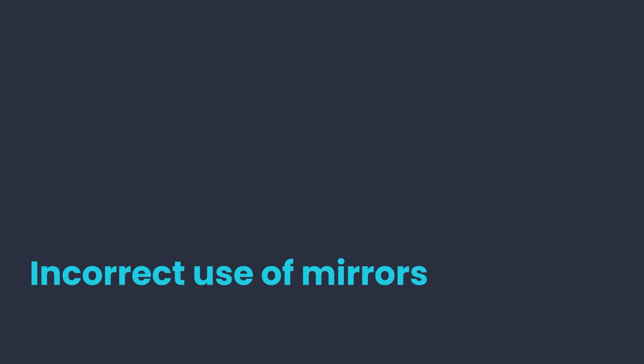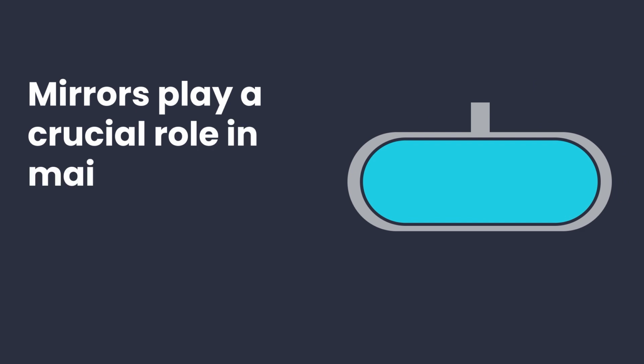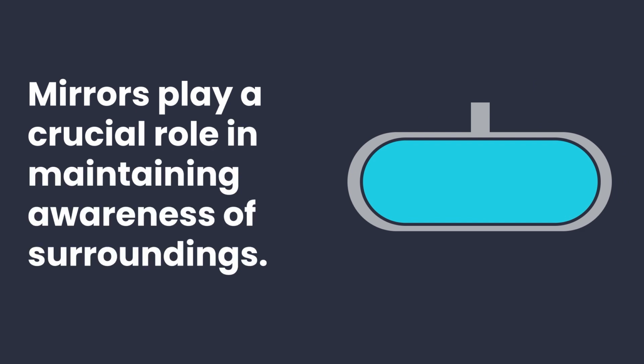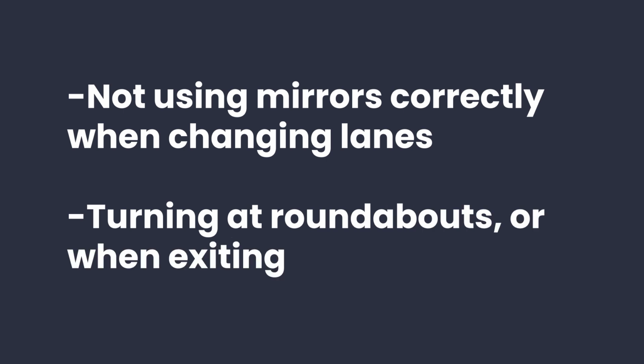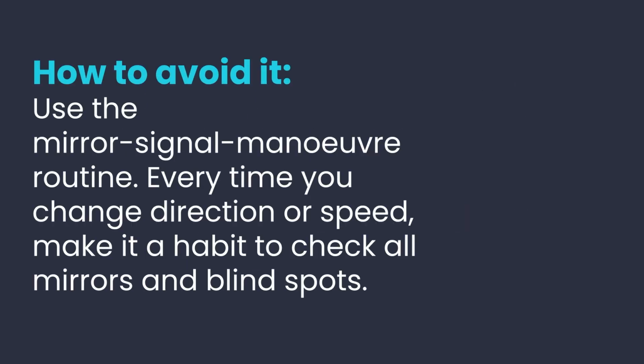The next reason that you might fail your test is incorrect use of mirrors when changing direction. Mirrors play a crucial role in maintaining awareness of your surroundings. A common reason for a driving test failure is not using your mirrors correctly, especially when you are changing lanes, turning into a roundabout, or exiting. So how can you avoid this? Use the mirror signal maneuver. Every time you change direction or speed, make a habit to check all of your mirrors and blind spots thoroughly.